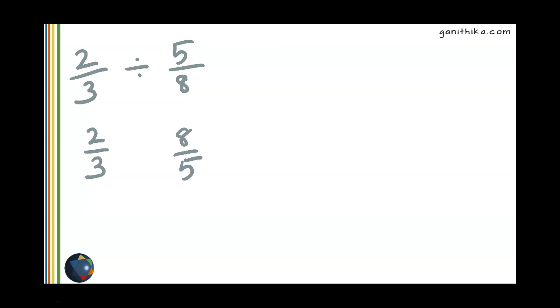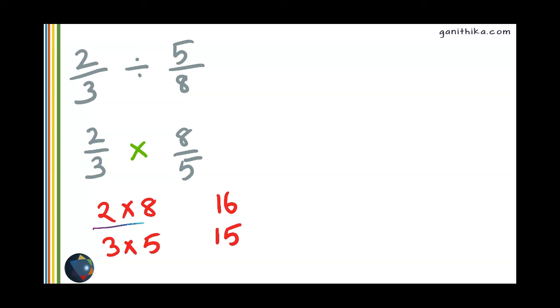But retain the first number as it is. Don't change anything for the first number. But put the multiplication sign in between them. The division is now changed to multiplication. Now this is a normal fraction multiplication as you just saw. Numerator to numerator and denominator to denominator. Numerator times numerator is 16. Denominator gives you 15. Therefore, the answer is 16 over 15.